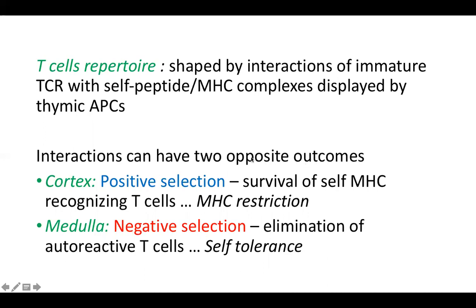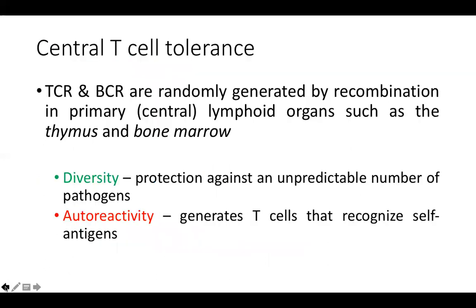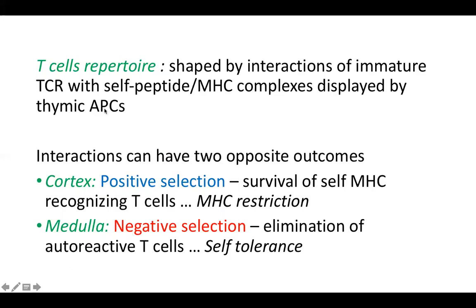So it is happening at two places, and at both the stages it will have two outcomes. Either the cell will survive or the cell will die. The outcomes are as different as earth and sky. So the fate of the T cell, whether this T cell is autoreactive or not, will depend upon whether it is able to recognize these things or not. So either it will survive or it will die.